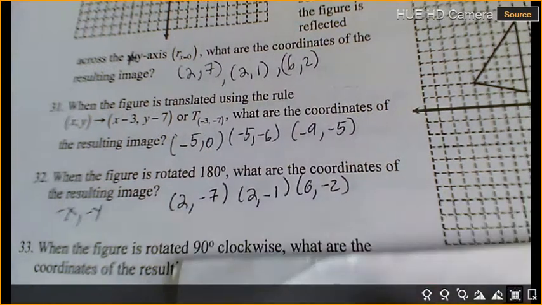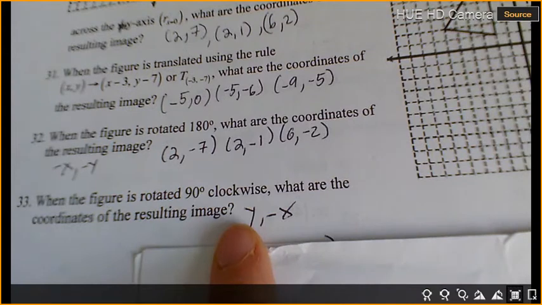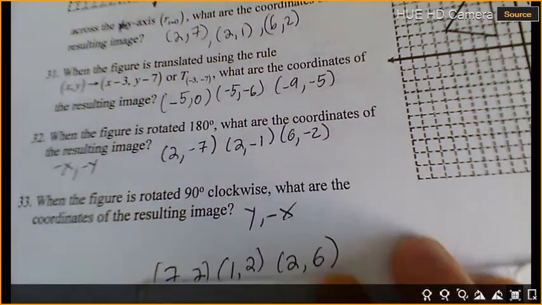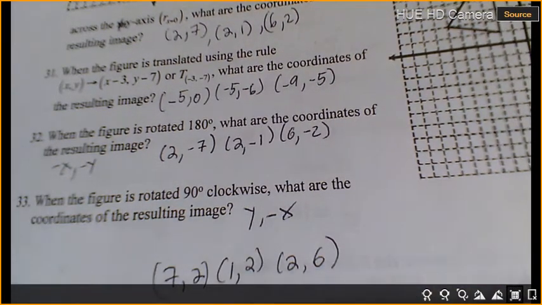Okay. And then 33, it's a 90 degrees clockwise, which is the same thing as 270 counterclockwise. So that's y, negative x. And so I get 7, 2, 1, 2, and 2, 6. Questions about these before I move to my next page?